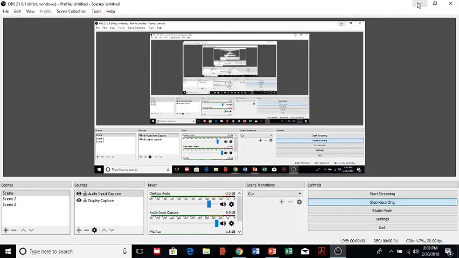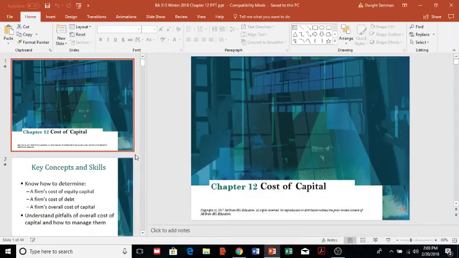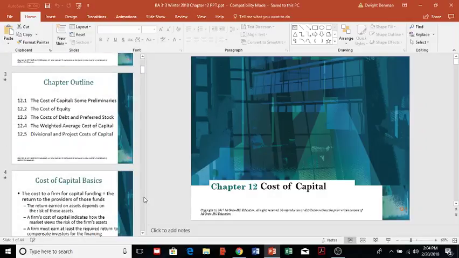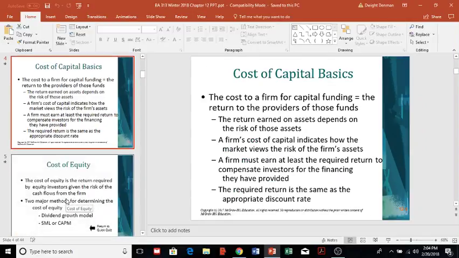All right, we're going to talk about Chapter 12 here, cost of capital. So we're going to look at a couple of concepts here, mainly the weighted average cost of capital and something called the SML, security market line, or it's also known as the capital asset pricing model.